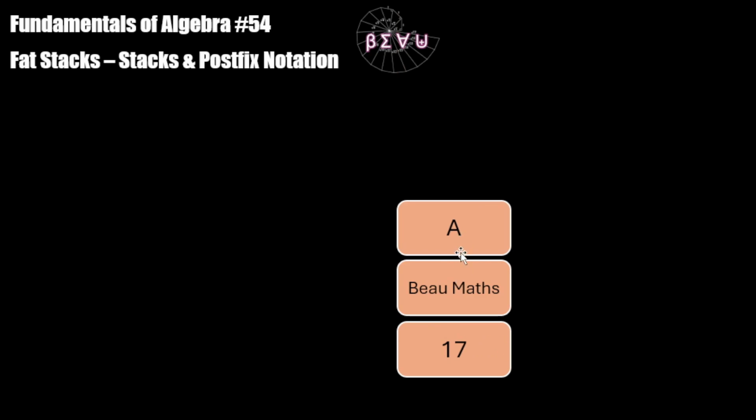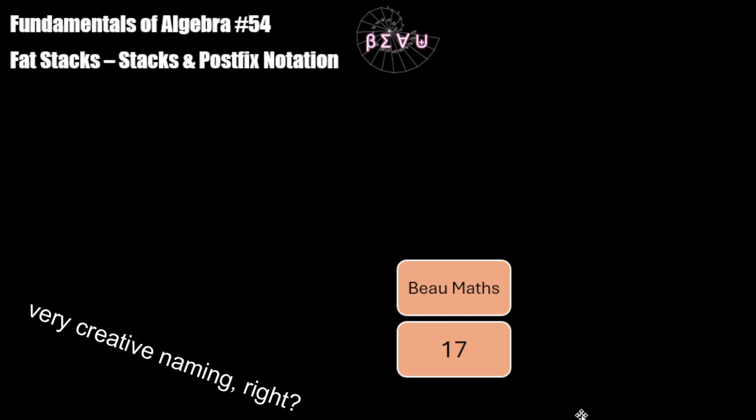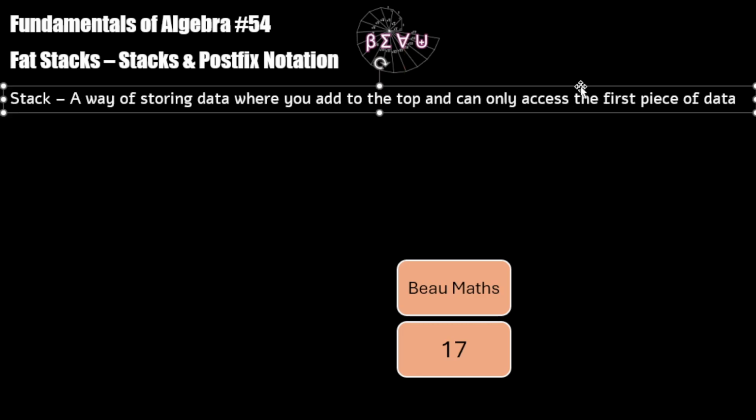Then let's say I want to access Beau Maths. Well, if we think of a stack of things, right, a stack of plates, it's hard for me to get to the second one without getting rid of the top one first, right? And so the way a stack works is we can only add to and take away the first piece of data. So if I want to get to Beau Maths, I have to remove the A first. And now I can access Beau Maths because it's the top piece of data. So just like how we normally stack things, this is kind of how a stack works. And so I can just pop this up right here.